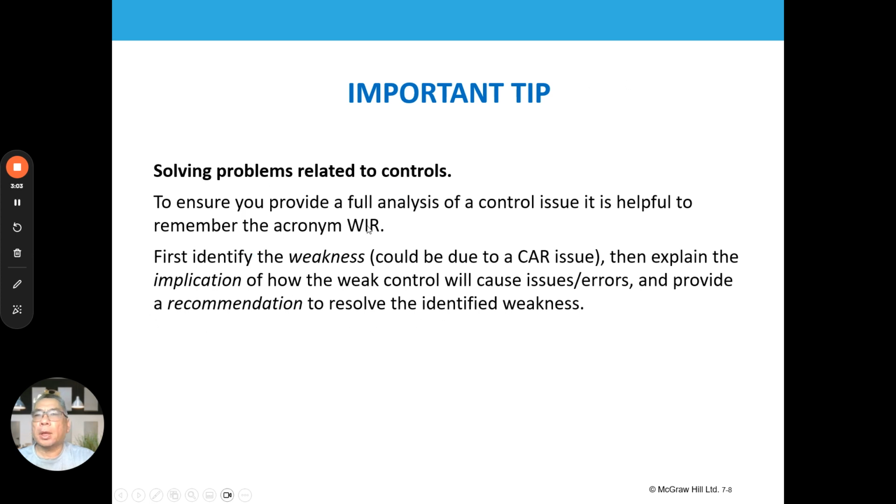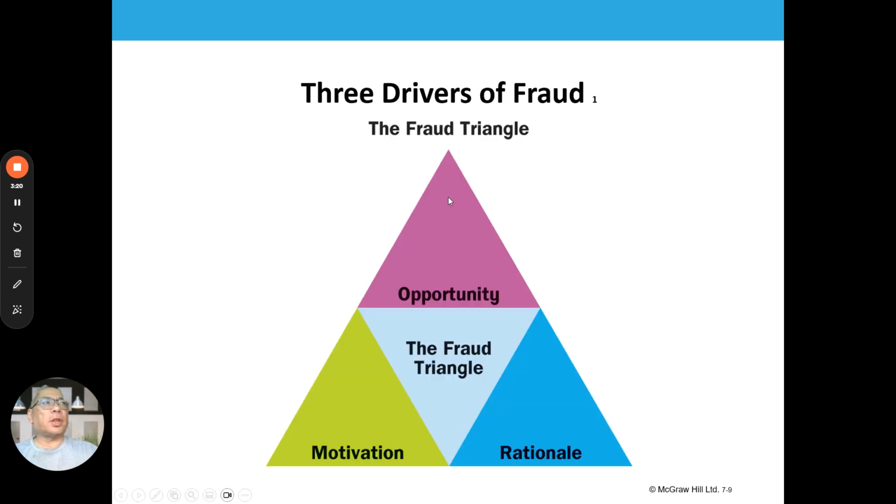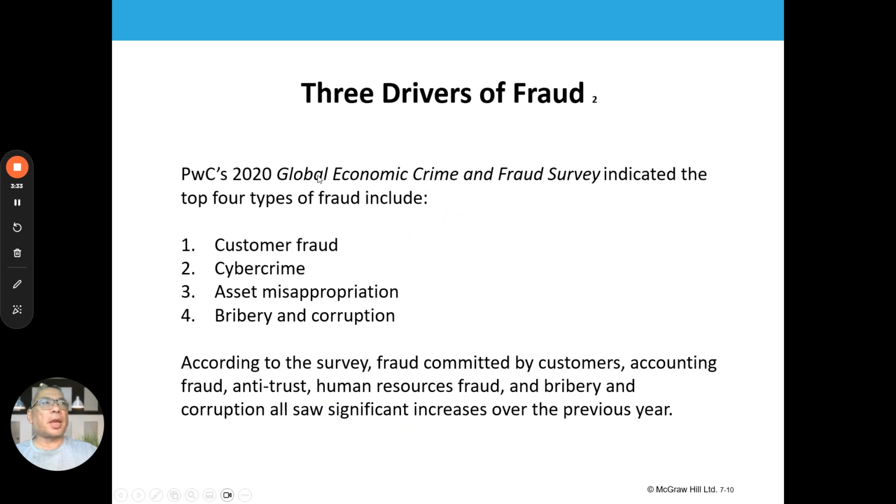Solving problems. To provide a full analysis of a control issue, it's helpful to remember the acronym WIR. First, you need to identify the weaknesses due to the control issue, and then explain how the weak control will cause an error. There are 3 drivers of fraud here: opportunity, motivation, and rationalization. This is the fraud triangle. Make sure the 3 drivers of fraud are identified.